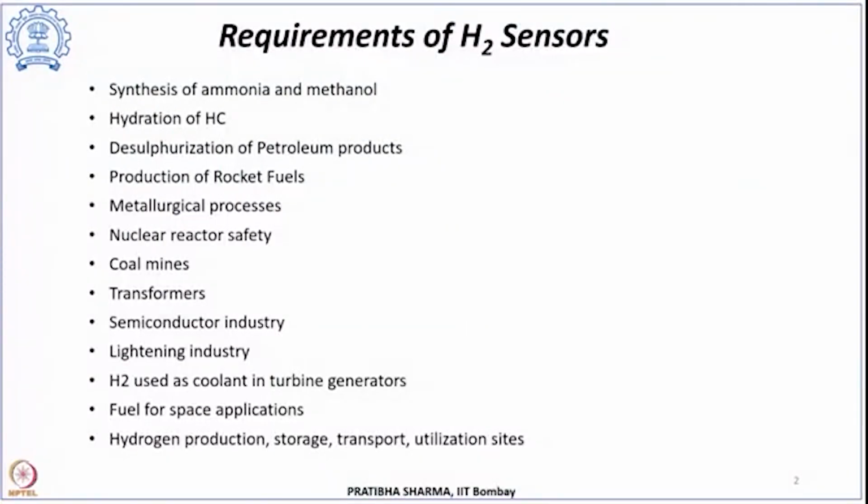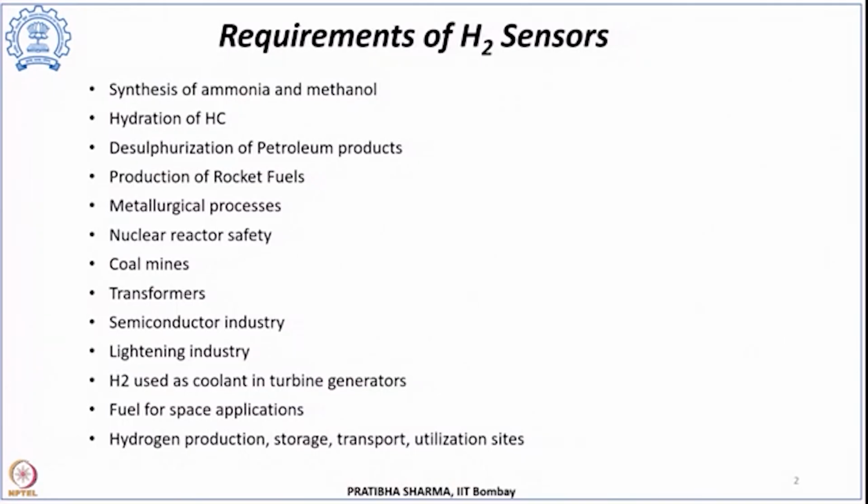Now this sensing is important in various applications. It is not only related to hydrogen; it is definitely hydrogen sensors are required at the point of production, at the point of storage, transport, utilization, but at the same time hydrogen sensors find their application in various other areas. Like hydrogen sensors could be used during the synthesis of ammonia and methanol to identify any type of leak.